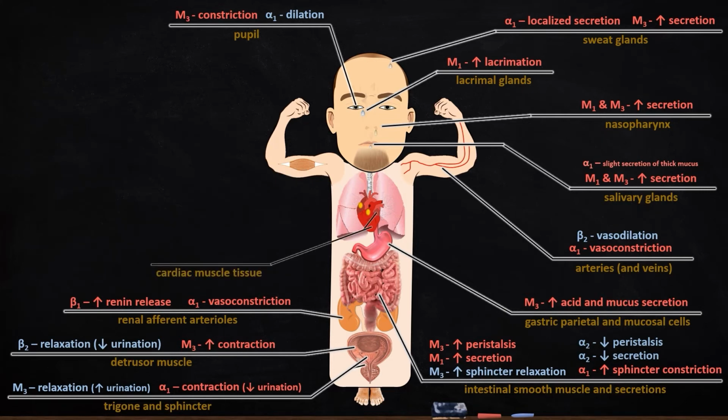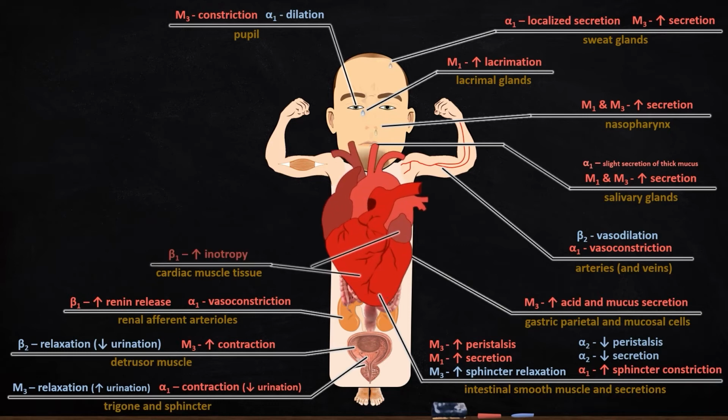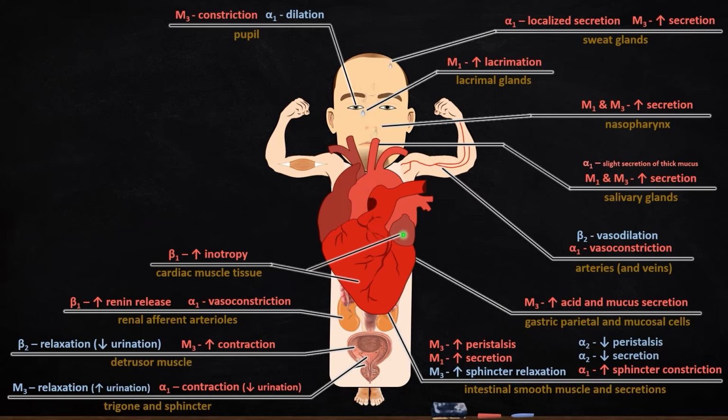That brings us to the cardiac muscle tissue. We have beta 1 receptors on the heart that have a major role here. So first is inotropy. Inotropy is the force of contraction, which is increased by activation of beta 1 receptors. I'm only showing these lines going to the left atrium and the right ventricle, but the reality is the whole cardiac muscle tissue, both atria, both ventricles, are activated by beta-1 receptors to increase the force of contraction.